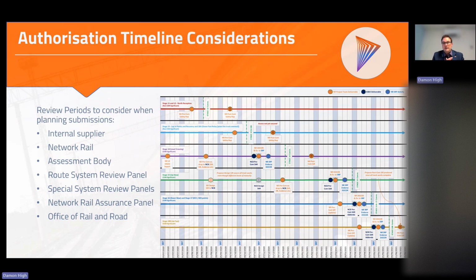If we can start to visually lay that out, include those sorts of timescales in the process, then again, it helps us feed into our program activities to make sure that we're giving all of these independent bodies enough time to do their activities and their reviews. Because the last thing that they want is for us to submit something to them with 2 weeks to go, right? That's not going to help anyone. You're putting them under pressure. There's a very high chance that you're going to get an unsupportive SAR.